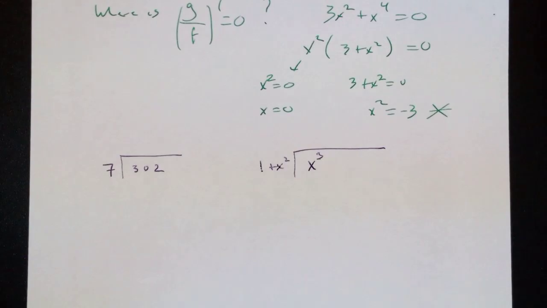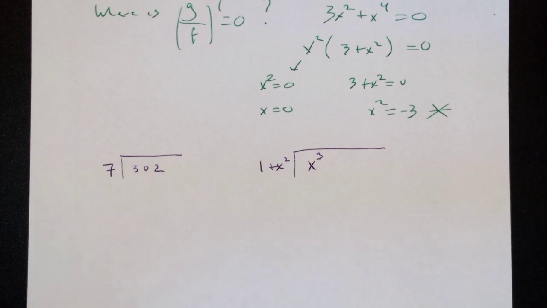Because that's what our fraction is, right? It's x cubed divided by 1 plus x squared. Like this is 302 divided by 7. I need to do the division.